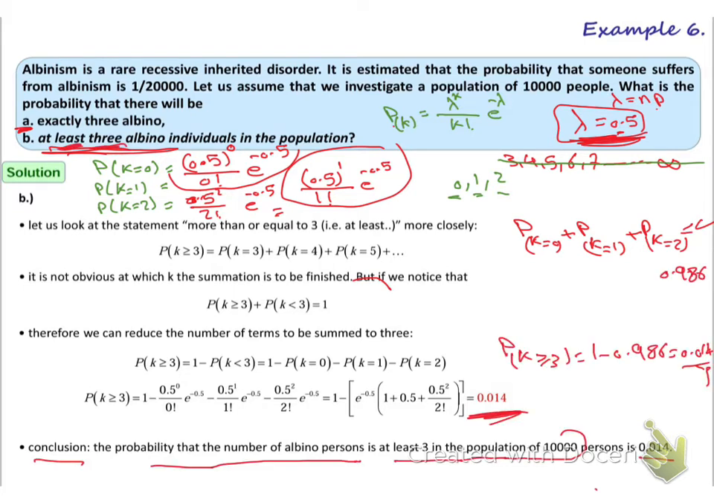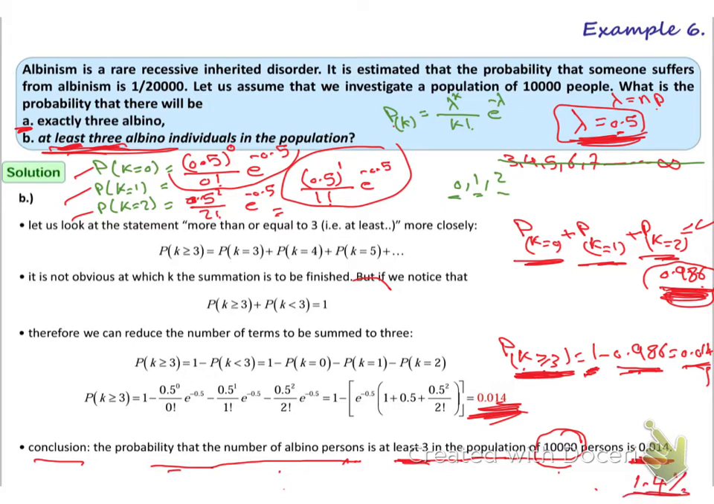I have to add all the 3 probabilities which I have got. Add them together, the answer will be 0.986. So the probability of at least 3, meaning 3, 4, 5, 6 and so on, will be 1 minus the total probability of the opposite. So 1 minus 0.986 equals 0.014. So the probability that the number of albino persons is at least 3 in a population of 10,000 people is 0.014, which is 1.4% if you want to write it as a percentage, okay?